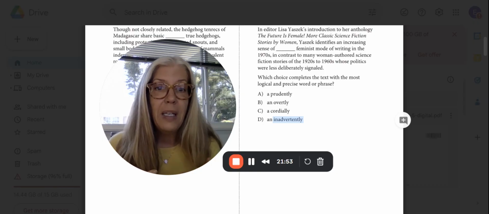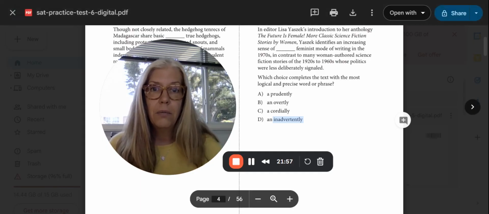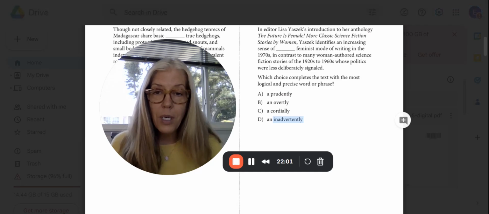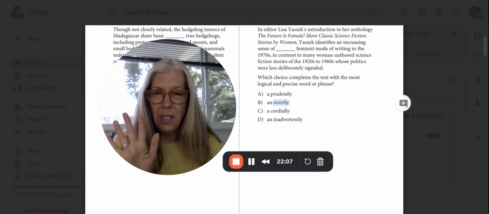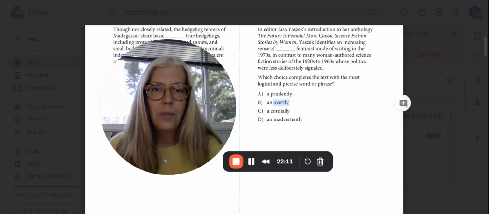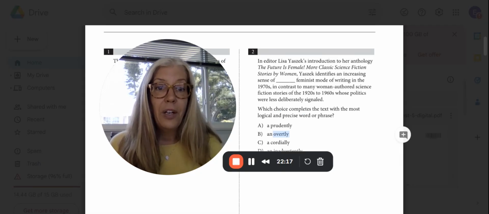So what we're going to do is look at the word that we're looking for, which is more deliberately signaled. We're still trying to find a word, and if something's more deliberately signaled, then I'm going to choose the word overtly. It's like in your face, kind of overtly feminist mode. On this one, just as a review, there's a hyphen. That's not an em dash. That's just a hyphen. We're bringing two words together.